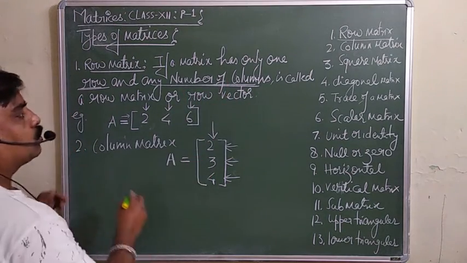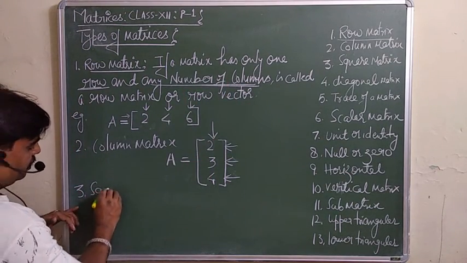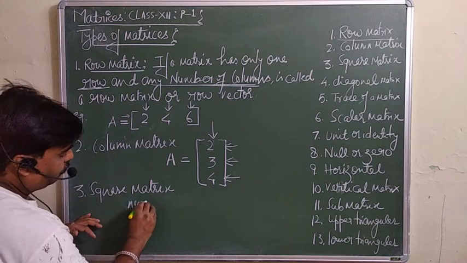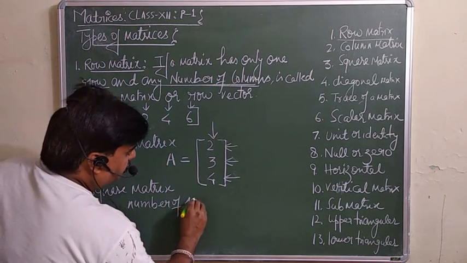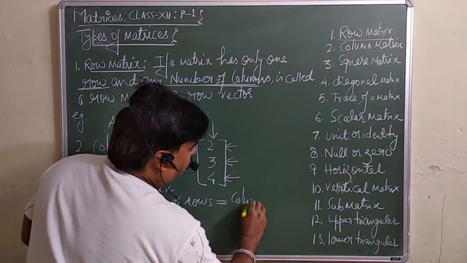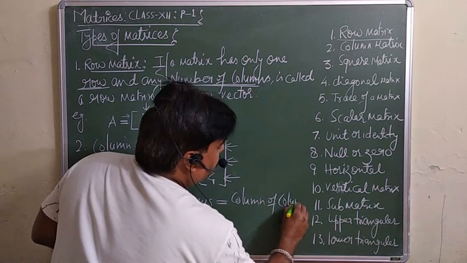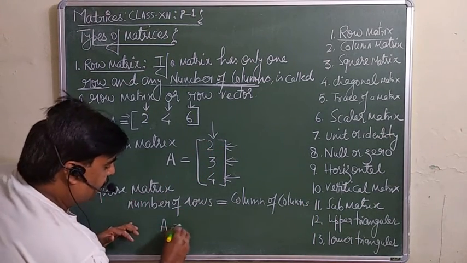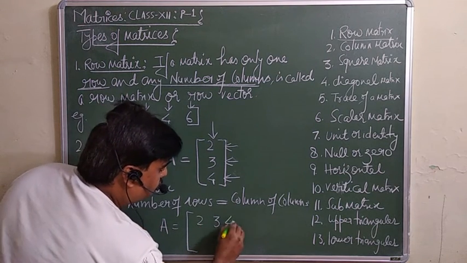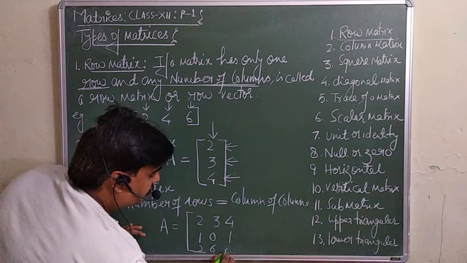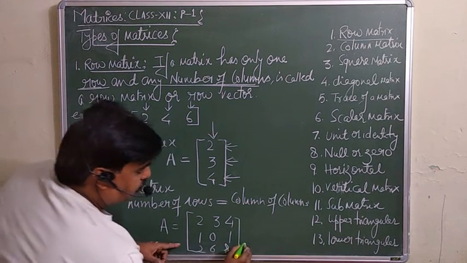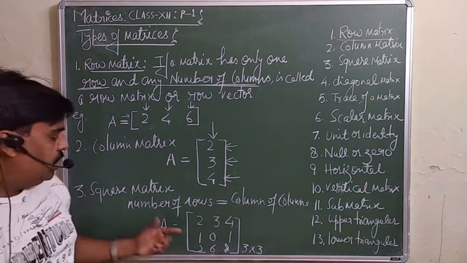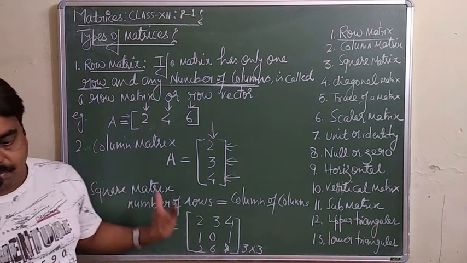Now the square matrix. Any matrix will be a square matrix if the number of rows and columns are equal, meaning the number of rows equals the number of columns. For instance, take this square matrix: 2, 3, 4, 1, 0, 1, 2, 6, 8. This is a square matrix because it is 3 by 3. The number of rows is 3, and the number of columns is also 3. So that is known as a square matrix. Have a look.